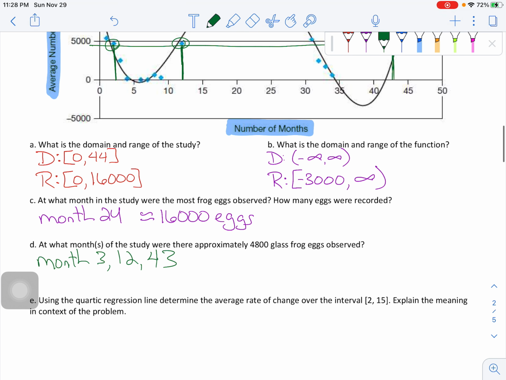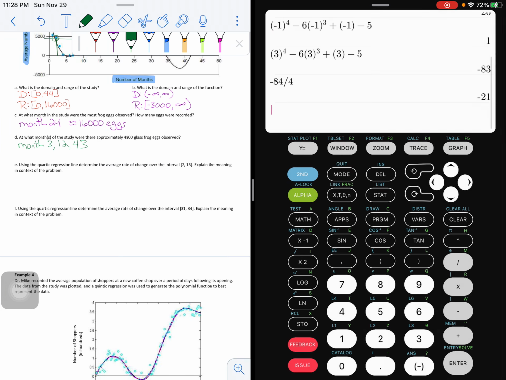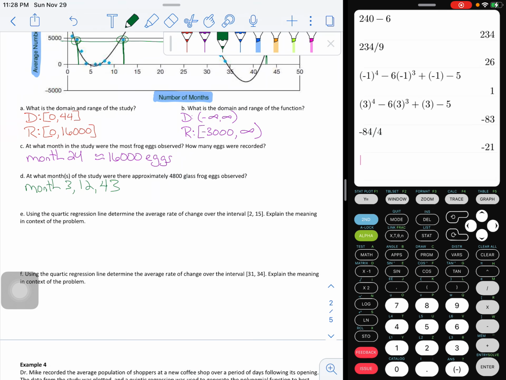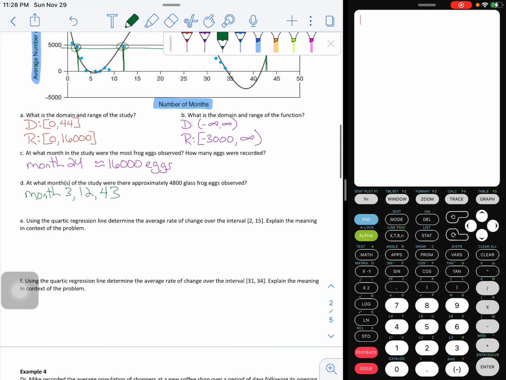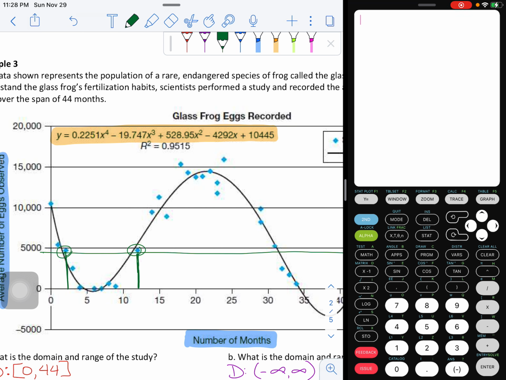Okay. All right, so now part E asks us to use the quartic regression. For part E, I'm going to use that polynomial that was given up at the top. We want to find the average rate of change over a very particular interval. So what I'm going to do right here is split screen with Calculate 84, because that polynomial is not something I want to try and deal with in my head. Okay. All right. So this is the polynomial I'm going to use.